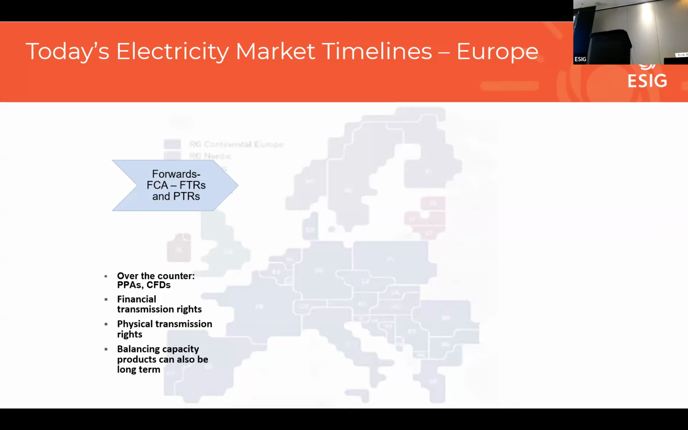We have financial transmission rights markets, which are really financial markets for the difference of price between different countries, with options on that, and also obligations. We have physical transmission rights, which are really rights to provide electricity on the day-ahead market or in real time. And we also have balancing capacity products, which can be long-term. Balancing capacity product is what you call ancillary services in the US, and those are procured via the TSO.